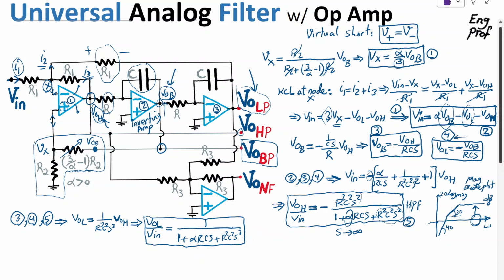So no wonder it's named V out low. So this is a low pass filter transfer function. Okay, so low pass filter transfer function.